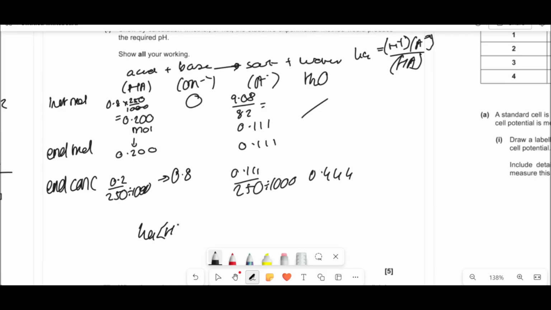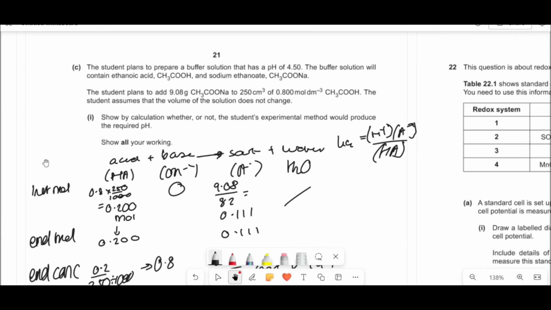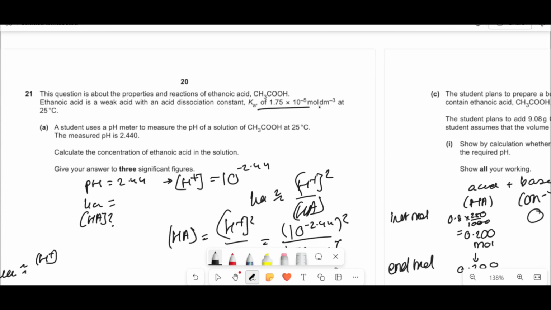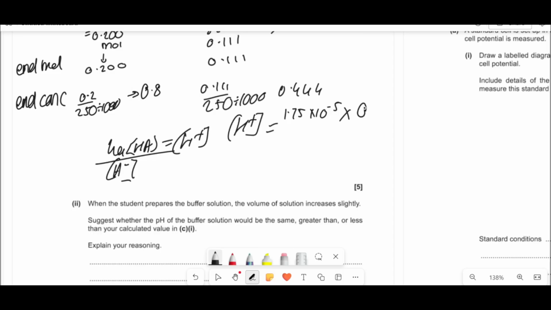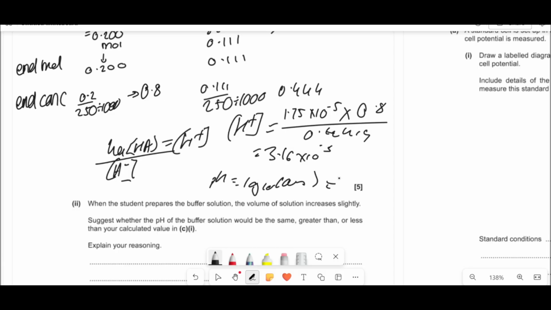So Ka times HA over A- gives you H+. So H+ is going to be Ka, which is somewhere in this question. For the ethanoic acid, 1.75 times 10 to the minus 5, times the HA we just got, so that's 0.8, all divided by the A- we just worked out, 0.444, which gives you roughly 3.16 times 10 to the minus 5. If you do pH of this, you get negative log to base 10 of this, and you end up with 4.50. Woohoo, it works, I think.